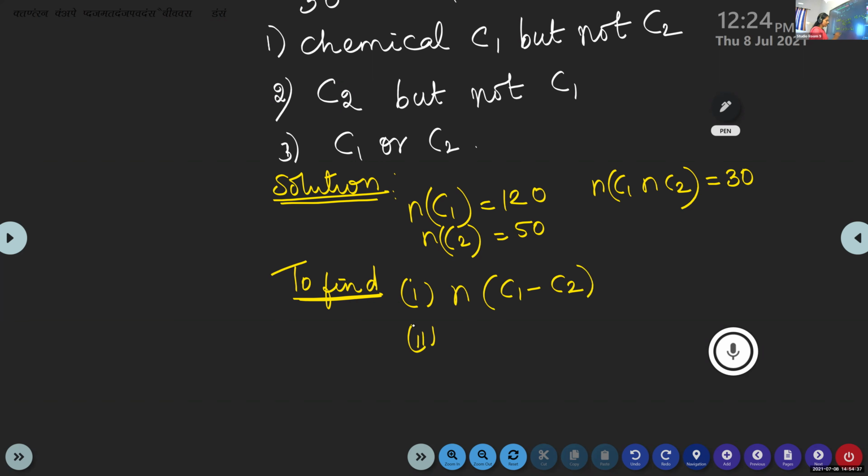What about the second one? N of C2 minus C1. Third one, John Philip, what do you have to find here? C1 union C2. Yes, or. The word used is or. Or means you have to find union. C1 union C2.